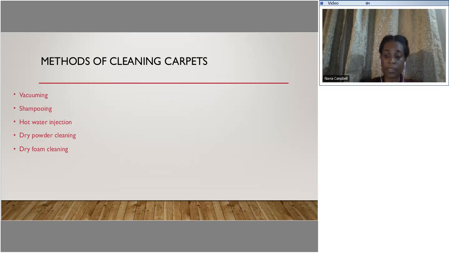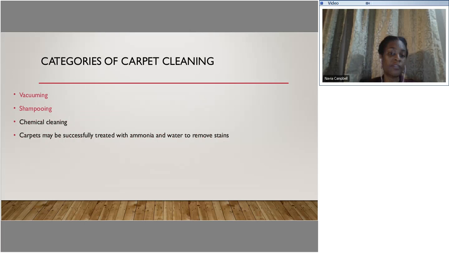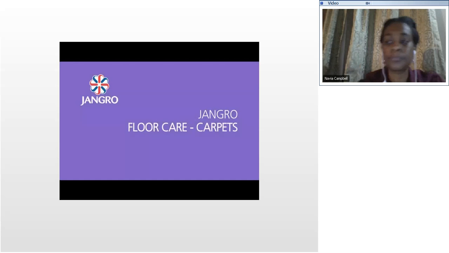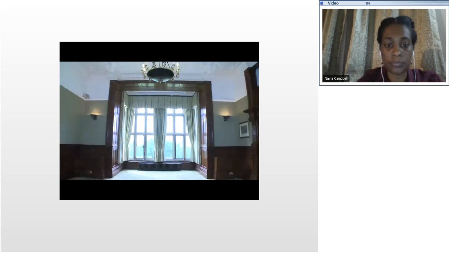There are various methods used to clean carpets. They include vacuuming, which is typically done on a daily basis, depending on how often the area is used, shampooing, hot water injection, dry powder cleaning, and dry foam cleaning. Categories of carpet cleaning include dry soil removal, spot and stain removal, and chemical cleaning. A point to note is that carpet may be successfully treated with ammonia and water to remove stains.